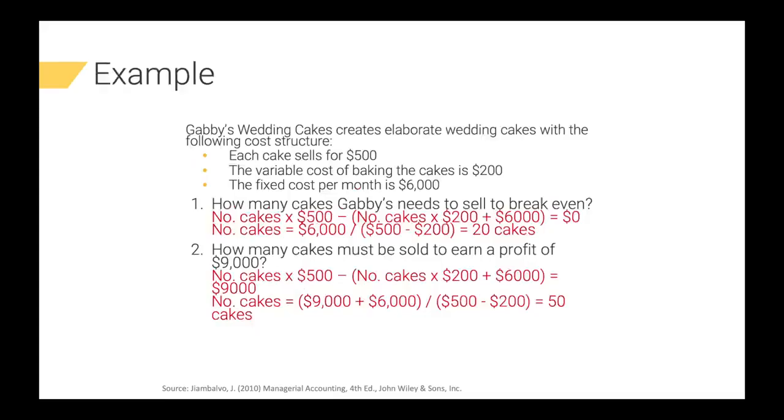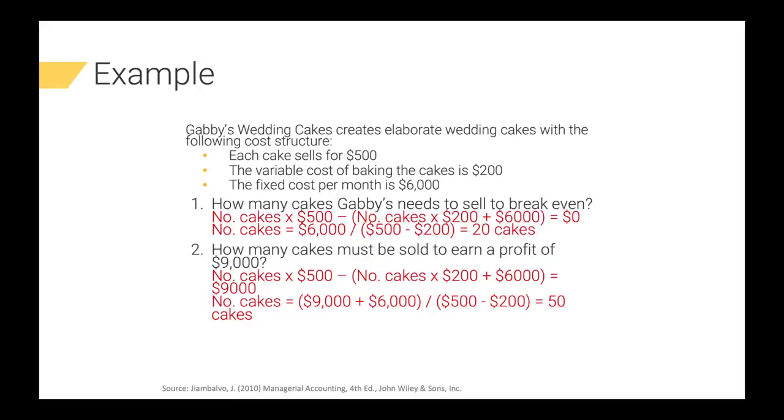For example, Gabby's Wedding Cakes creates elaborate wedding cakes with the following cost structure. Each cake sells for $500. The variable cost for baking these cakes is $200. The fixed cost per month is $6,000. So how many cakes would Gabby need to sell to break even?